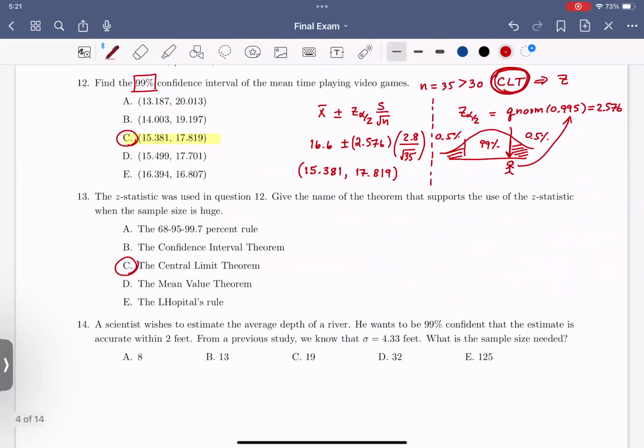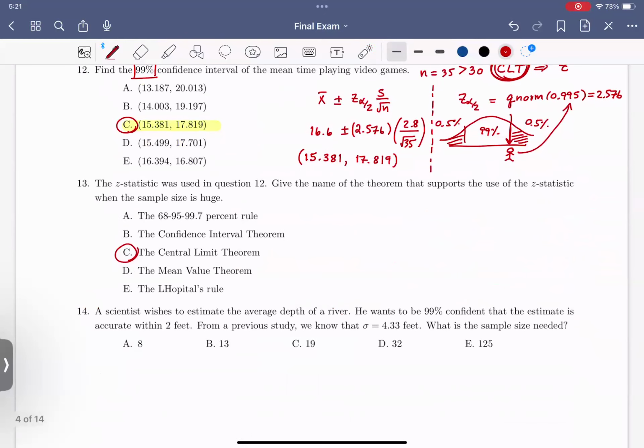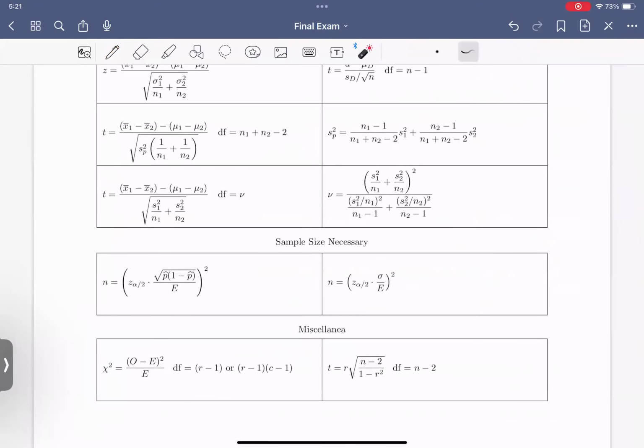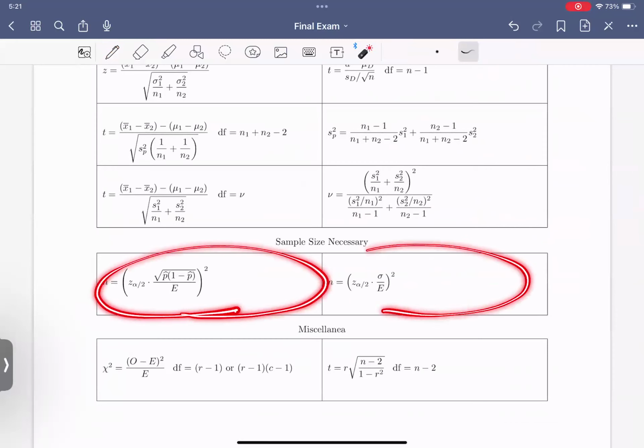All right, next one. A scientist wishes to estimate the average depth of a river. He wants to be 99% confident that the estimate is accurate within 2 feet. From the previous study, we know that sigma is equal to 4.33 feet. What is the sample size needed? So remember, for the sample size, you have two formulas. So let's go back to the formula.